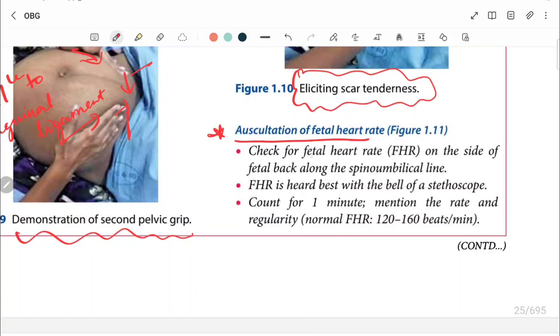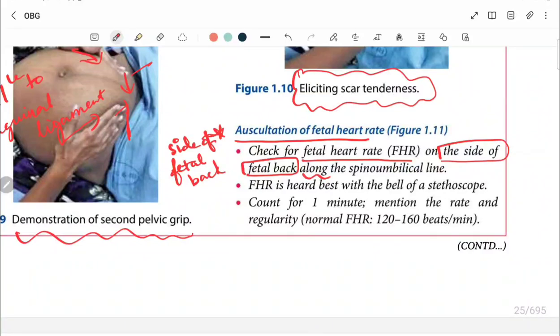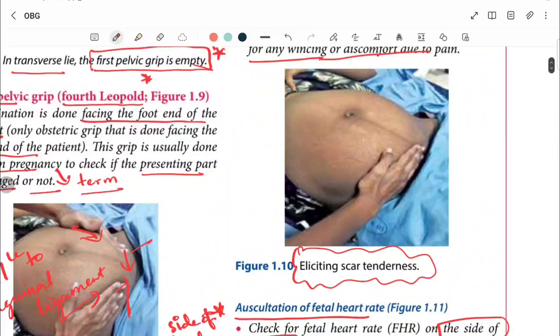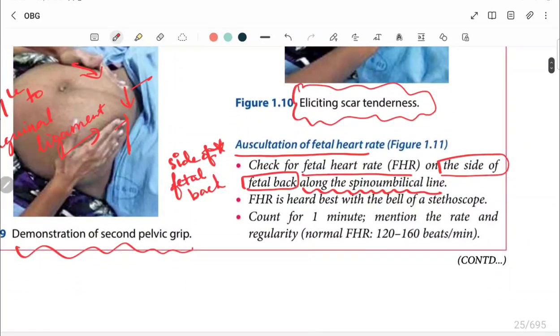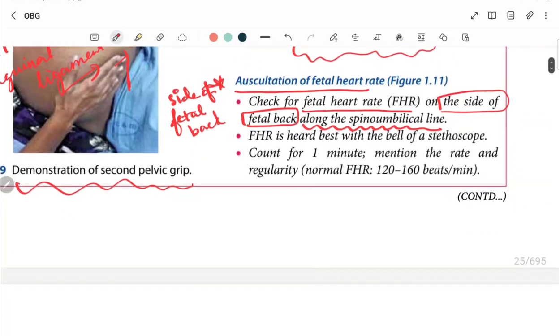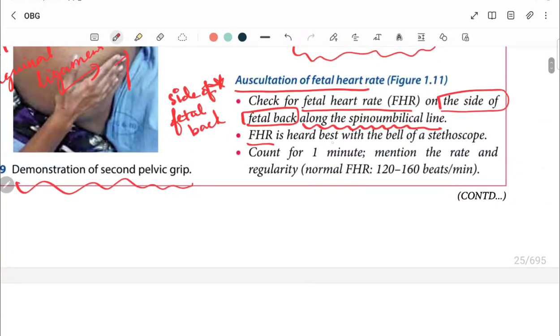First you need to check for the fetal heart rate on the side of the fetal back. Very important, on the side of the fetal back, along the spino-umbilical line. If the spine is here, then along the spino-umbilical line you look for the fetal heart rate. Fetal heart rate is heard best with the bell of the stethoscope.